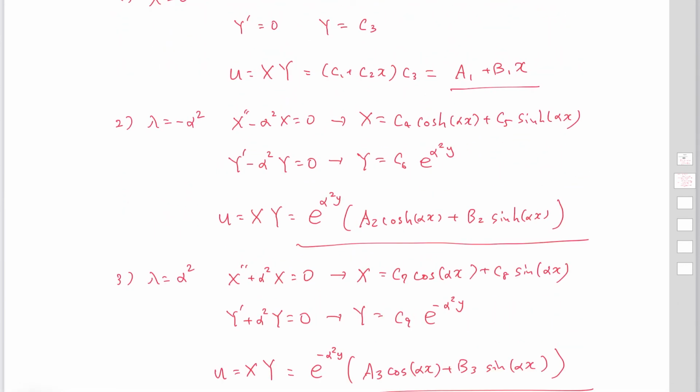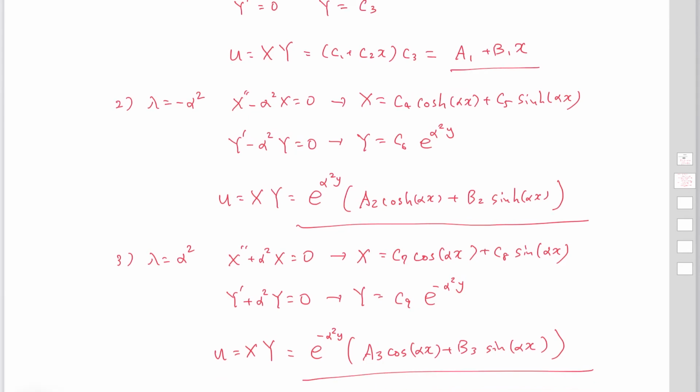I showed how to solve the partial differential equation. Depending on the value of lambda, we have three types of solutions. This is the answer to this practice.